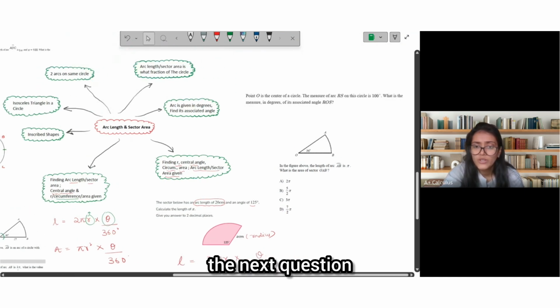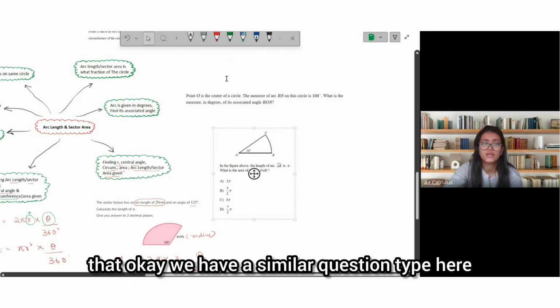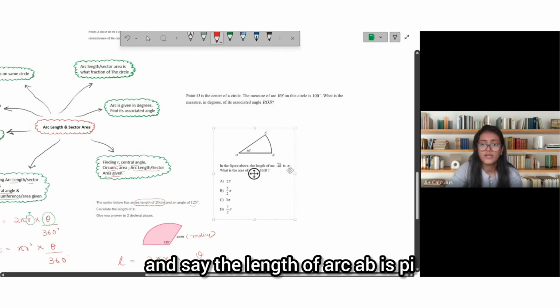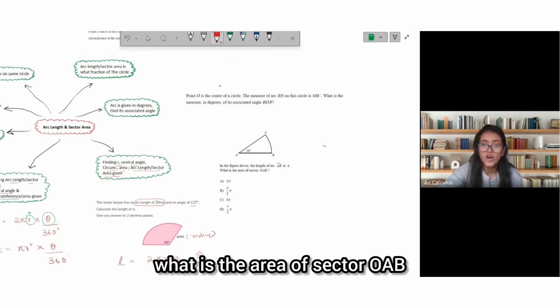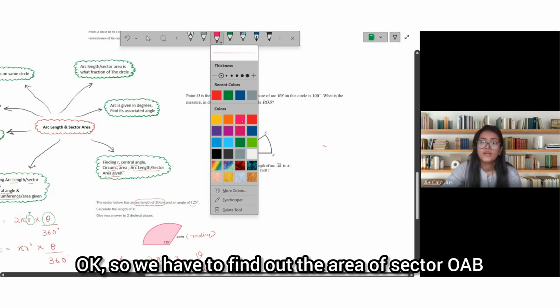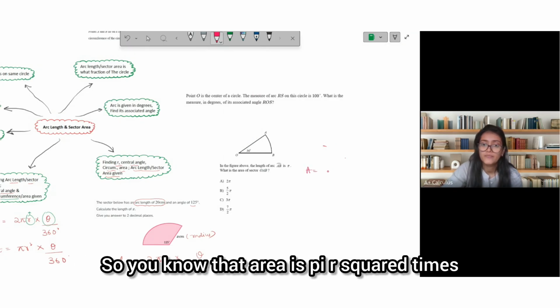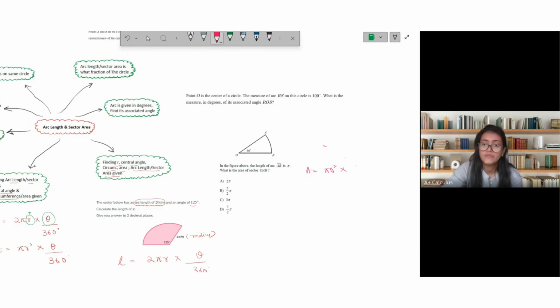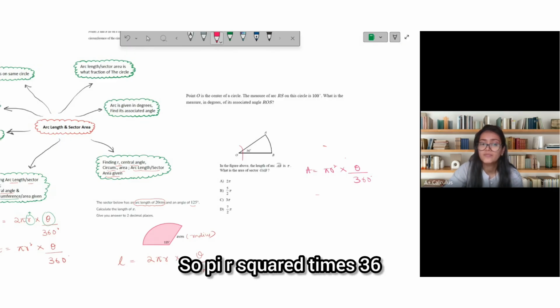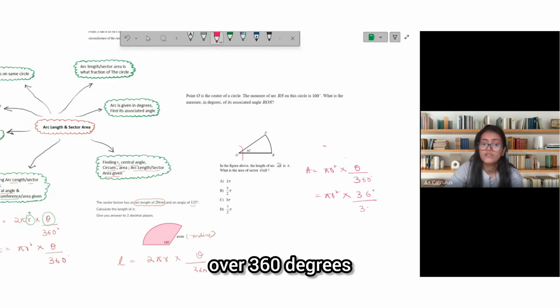The next question type is similar. It says the length of arc AB is pi. What is the area of sector OAB? So we have to find the area of sector OAB. You know that area is pi r square times the central angle over 360. Now r is not given. The central angle is given as 36. So pi r square times 36 over 360 degrees.